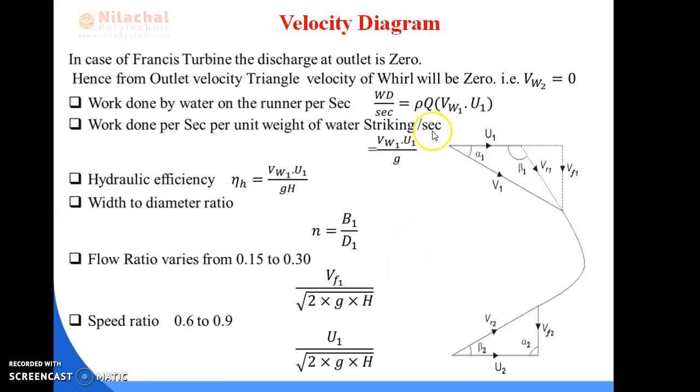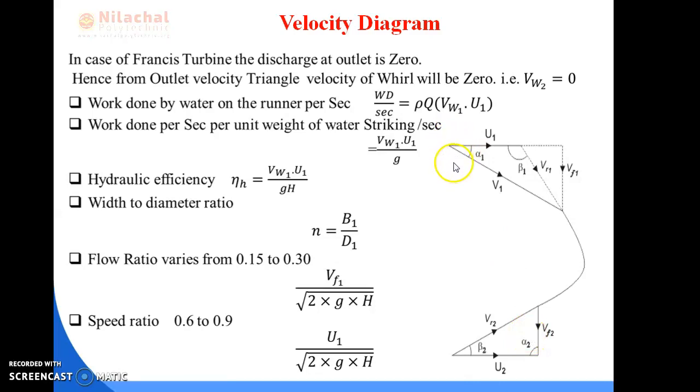In case of the Francis turbine, the discharge at outlet is 0. Hence, in the outlet velocity triangle the whirling velocity will be 0. That is, VW2 is equal to 0. We know that from the velocity triangle we can get the water power. So now we have to calculate runner power, then what is shaft power, what is the hydraulic efficiency, mechanical efficiency of the turbine unit.